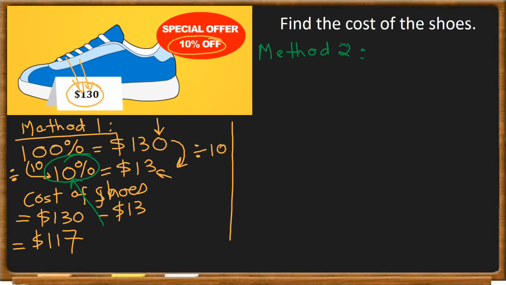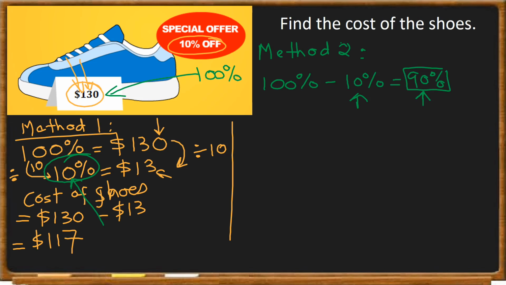With method two, we think about the fact that the shoes are represented by 100%. So if I'm getting a 10% discount, then I'm not paying the full 100%. What I'm paying for is just 90%. You're taking your discount off and saying, well, I'm not paying the full amount, this is really what I'm paying for. So I'm interested in finding what is 90% of the amount.